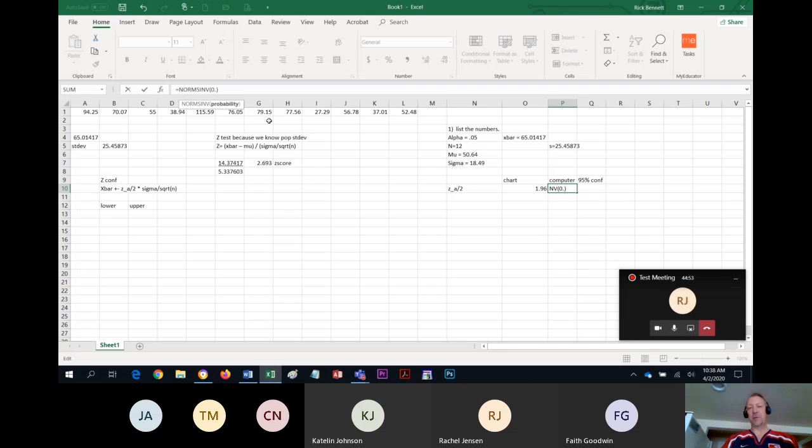So the computer is going to be a little bit more accurate than the chart. Basically, the rule is on the paper test, when I give you guys a paper test, I want you to use the chart. On the computer, you can use the computer. Does that make sense?